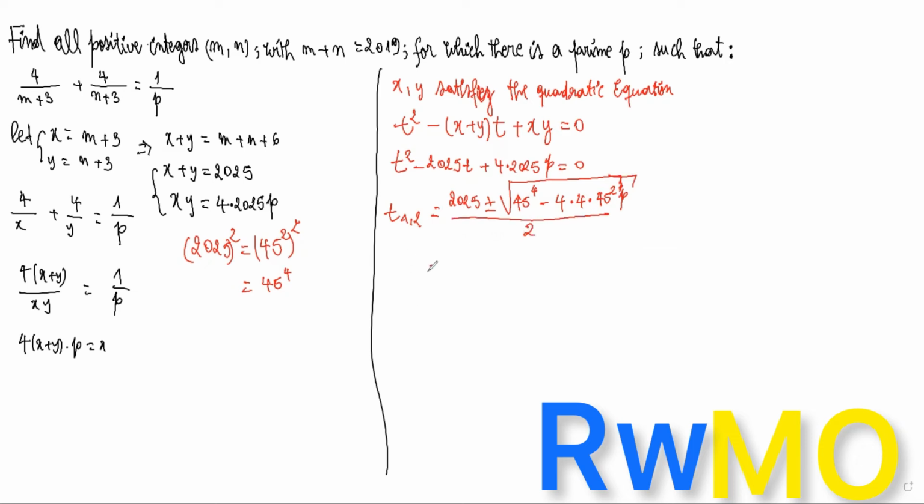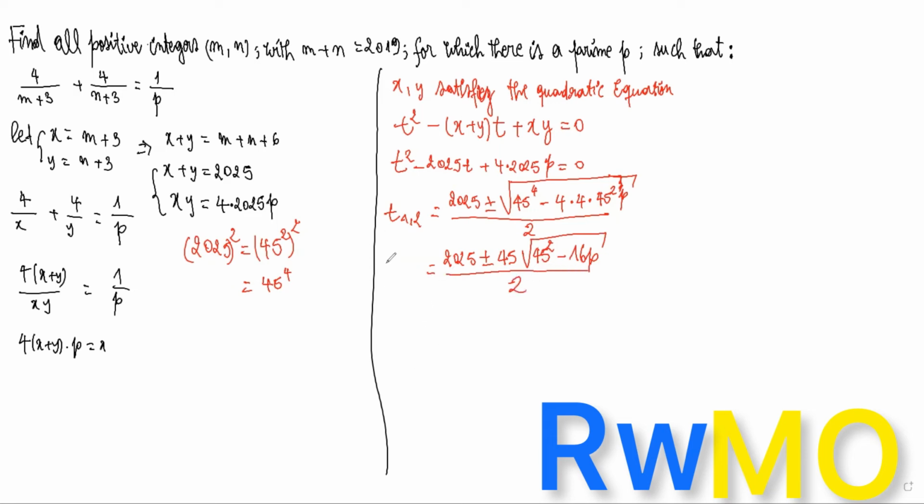So from here, I can see that this will be 2025 plus or minus. Inside the square root, I can factor out 45 squared, and then take the square root of 45 squared, which gives 45. So 45 squared minus 4 times 4, that is 16p, so divided by 2.